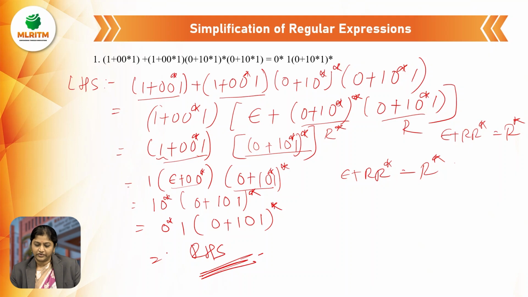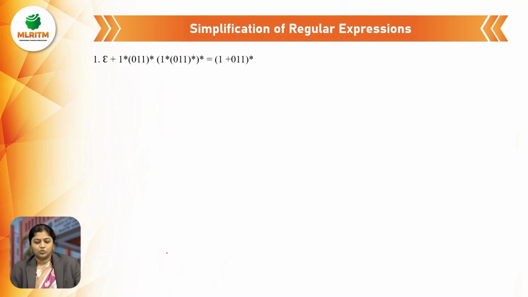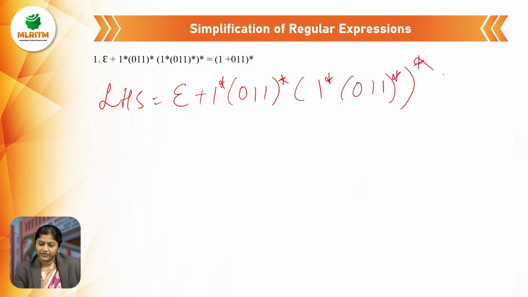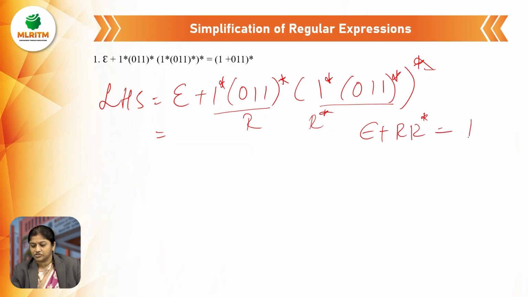Okay, next one more problem we'll solve, that is epsilon plus 1 star 0 1 1 whole star, into 1 star 0 1 1 star whole star, which is equal to 1 plus 0 1 1 star. So just check this. Let us take LHS: epsilon plus 1 star 0 1 1 star, 1 star 0 1 1 star whole star. Just a simple example. What is this again? Epsilon plus, check this, same, right? But only here it is R star. So we can consider this as R star. This is R, this is R star, right? So epsilon plus R star is nothing but equal to R star, right?